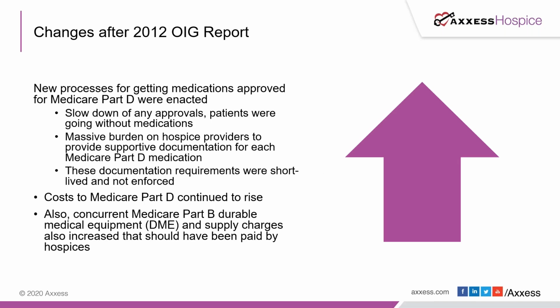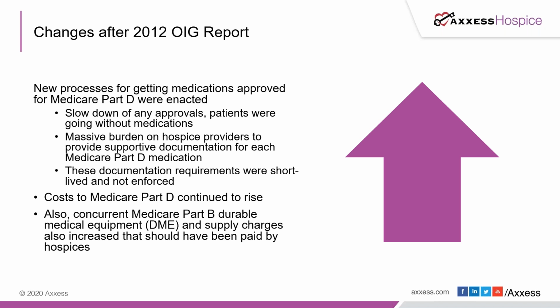After the 2012 OIG report, those of us who were working in hospice back then remember that we had this massive problem with documenting all of the medications that a patient needs to get under Part D that were not related but necessary medication. The paperwork burden was tremendous. The hospice physicians and providers were filling out form after form trying to get these medications for people that needed them. Patients sometimes went without these medications for long periods of time. And this lasted about a year because it just wasn't a sustainable process.